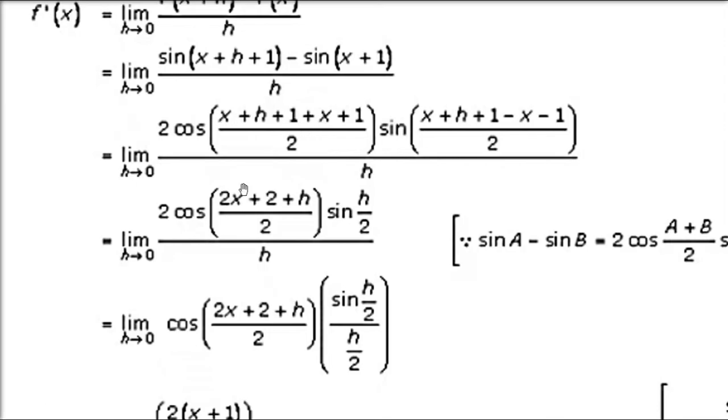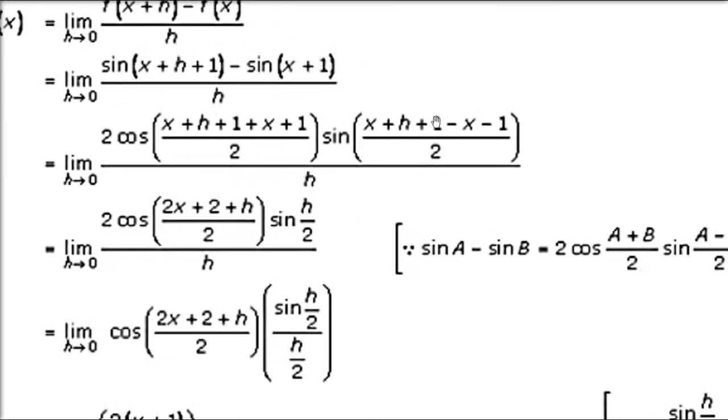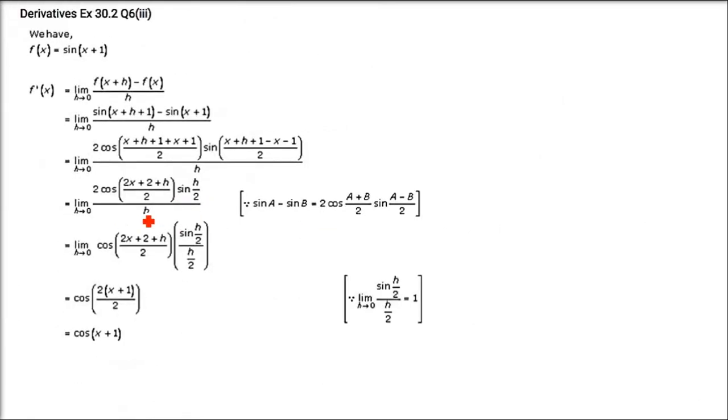So here what do you get? x and x is 2x, h will remain like this, and 1 plus 1 is 2. So 2x plus 2 plus h. Here x gets cancelled, 1 gets cancelled, you have sin(h/2). Now h is already in the denominator, so you need a 2 here. This whole sin θ by θ is going to be 1. This 2 gets cancelled. You have cos((2x+2+h)/2).